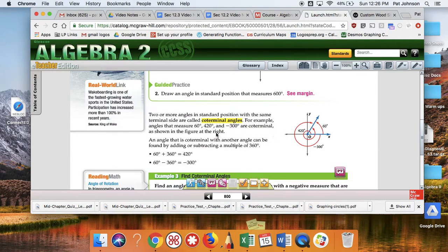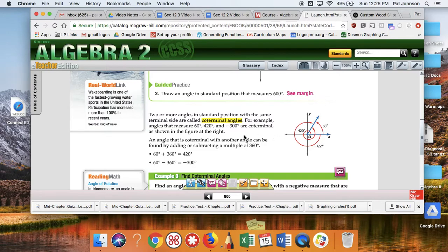Okay, coterminal angles, this is important. It's one of your vocabulary words. A coterminal angle is when you have two or more angles in standard position with the same terminal side. So let's look at examples of what coterminal angles are. Basically, they differ by plus or minus 360 degrees.